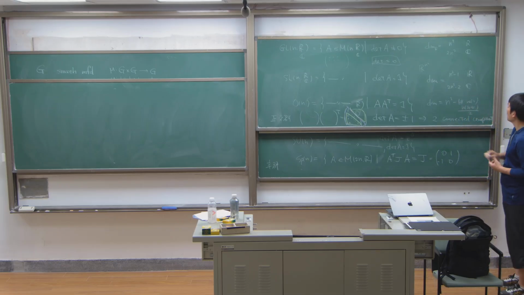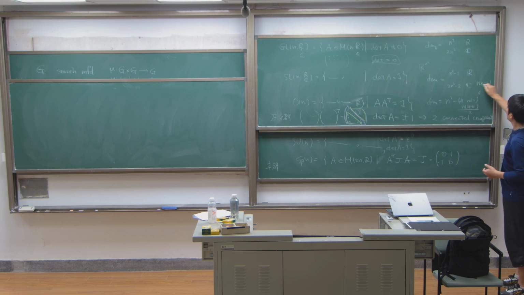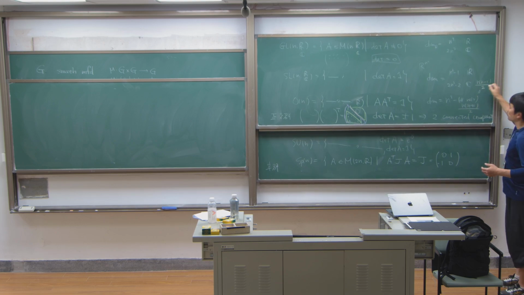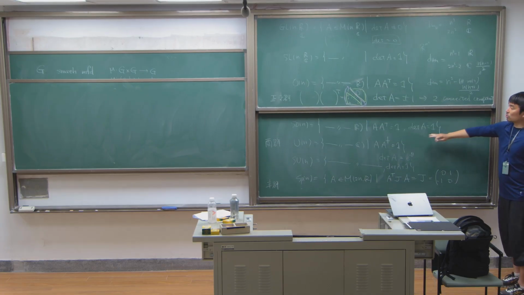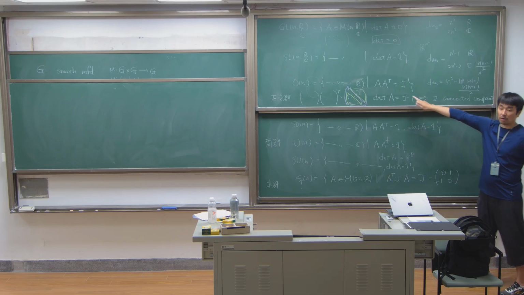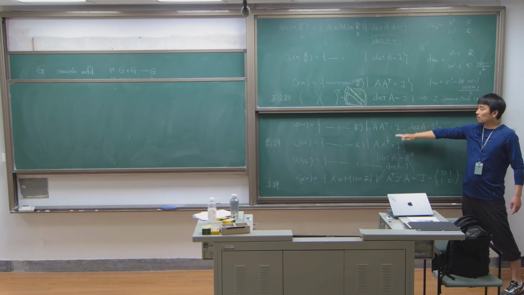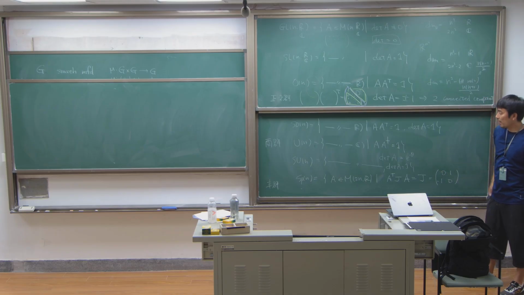Right? And if you do that, this computation gives n(n-1)/2. That's the dimension. And then SO(N) is one of the components. SO(N) is one component. Let's look at U(N).